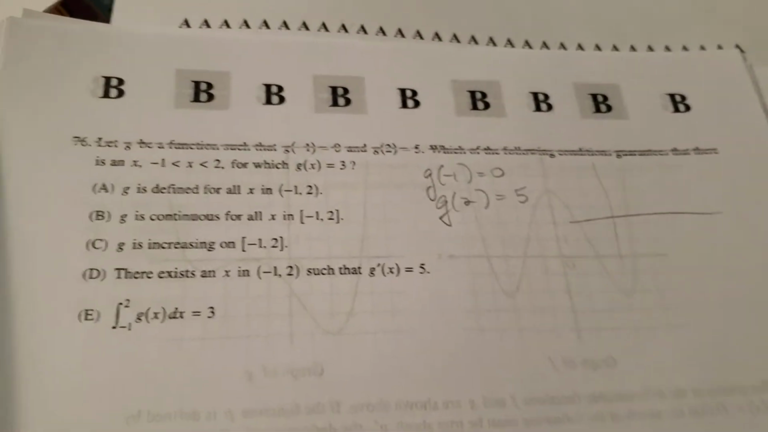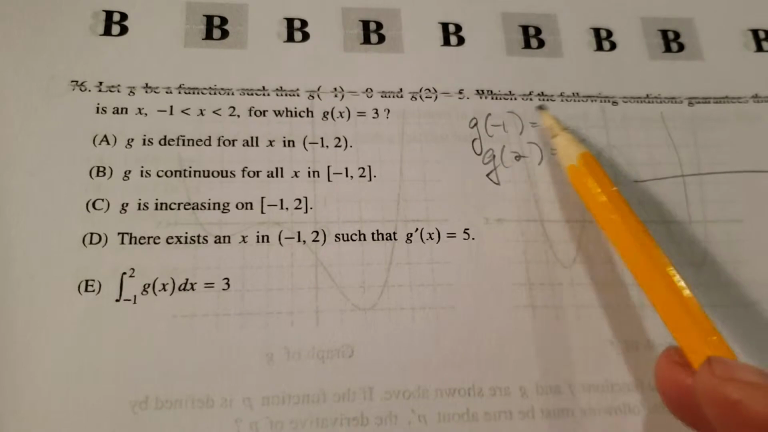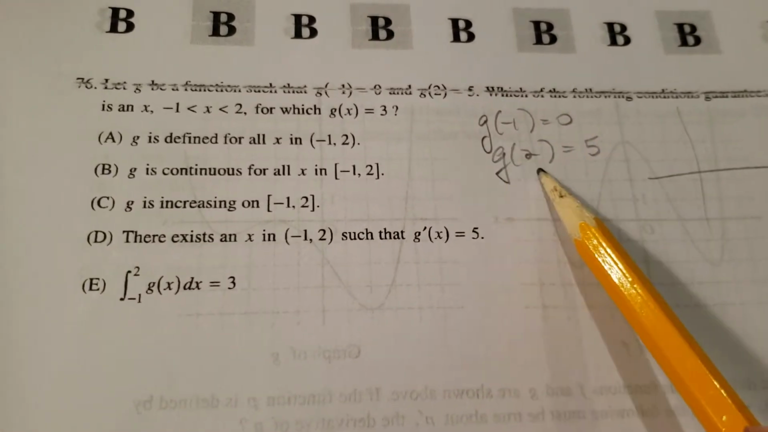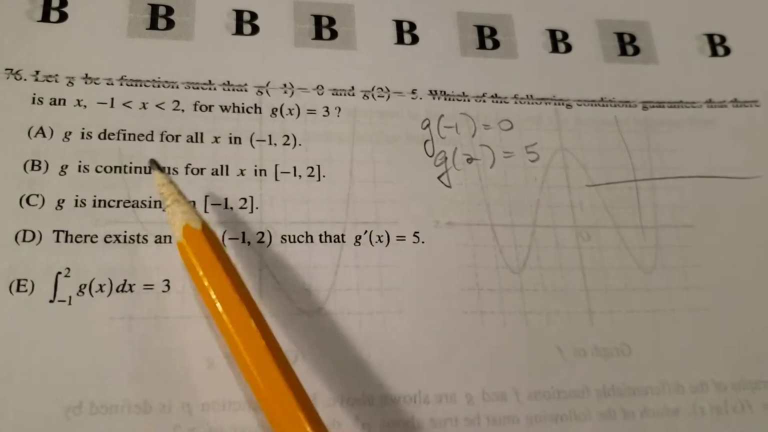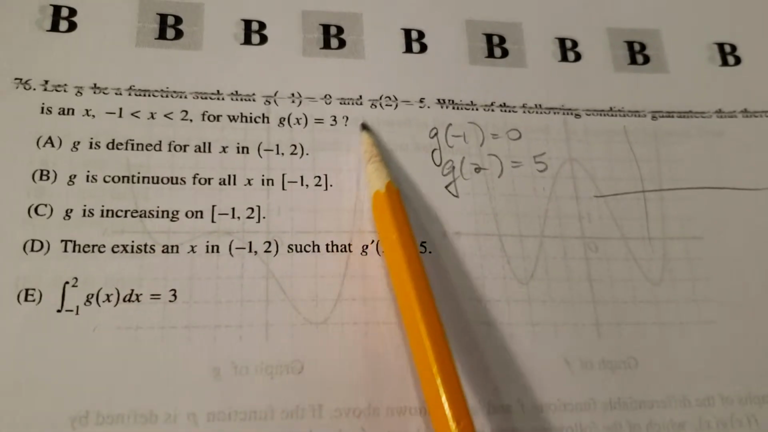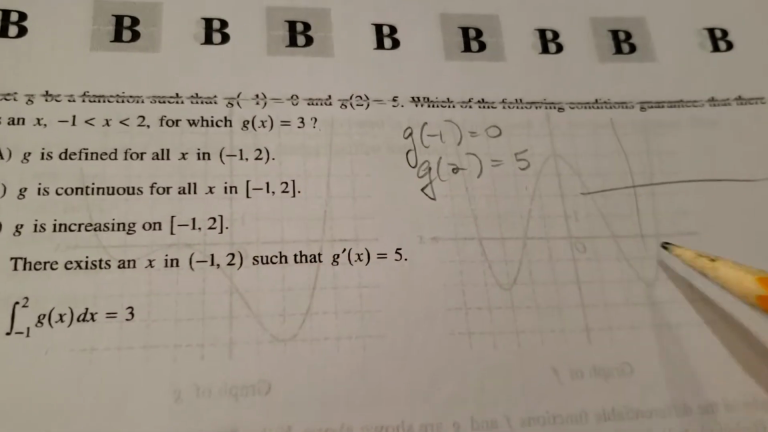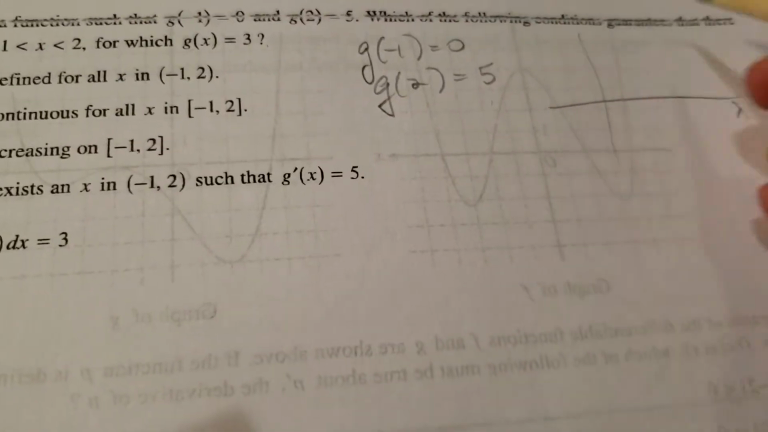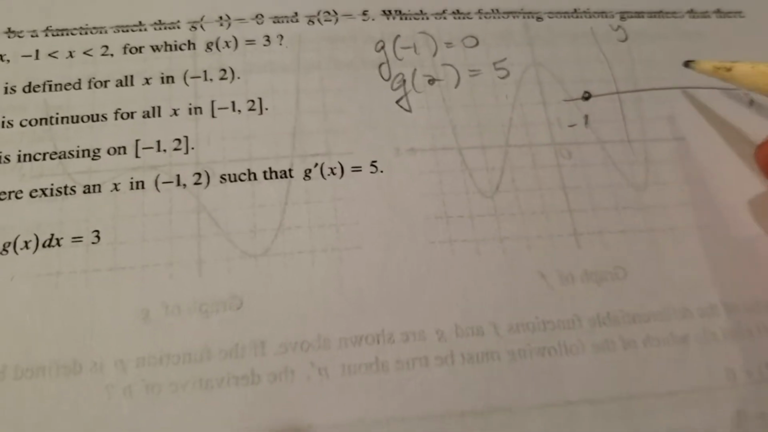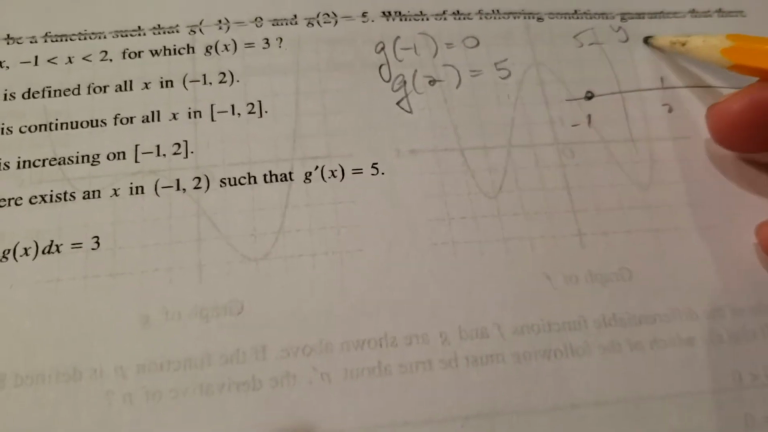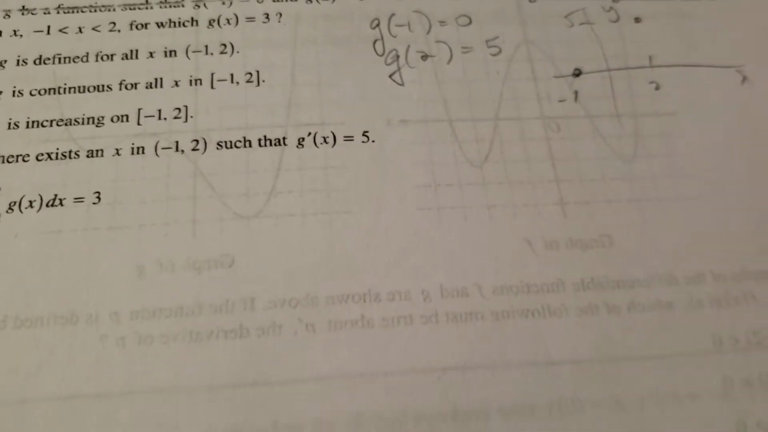Okay, here comes the calculator part. So number 76, they're saying g of negative 1 is 0 and g of 2 is 5. So which has to be true here in order for there to be a point for which g of x is 3? So if you just plot these points that they give you, negative 1, 0, and 2, 5, you have this function that goes through these 2 points.